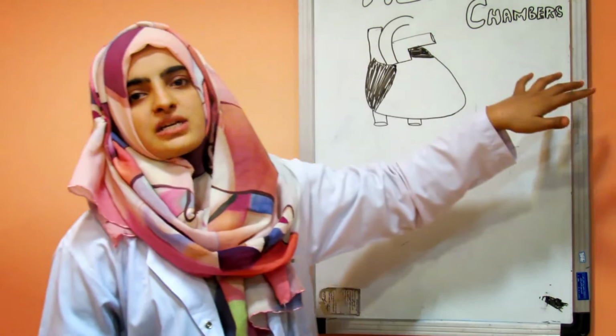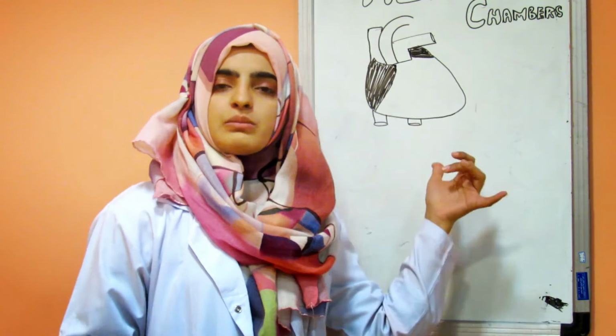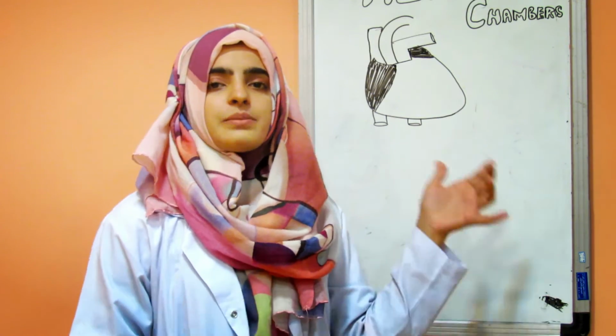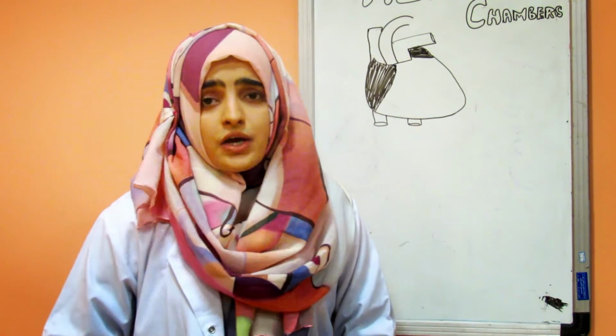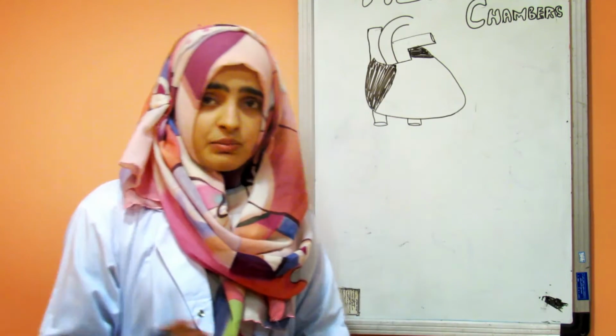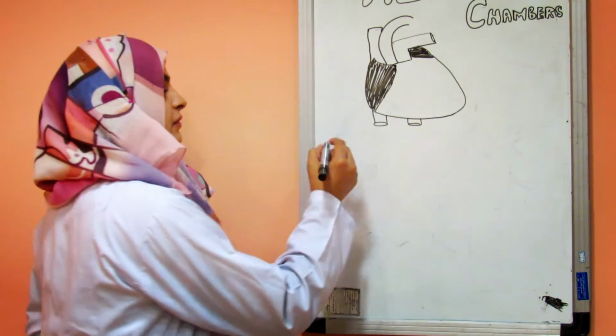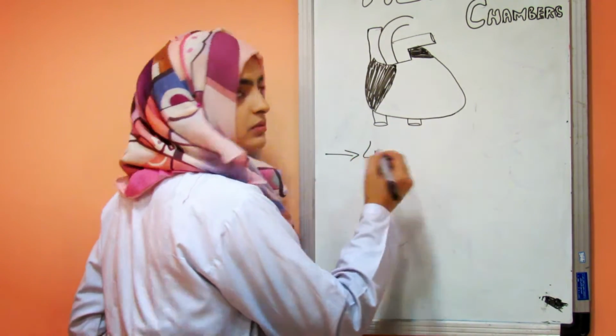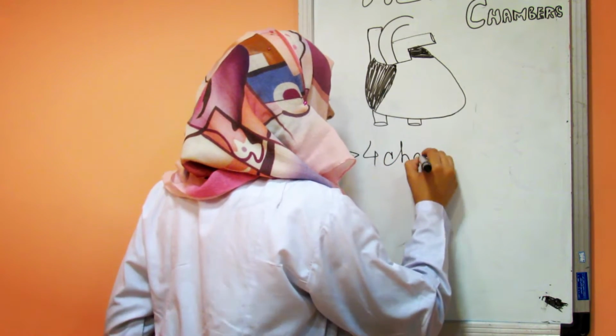Today we will discuss the topic of heart chambers: how many chambers a heart has, which chamber receives the deoxygenated blood, and which chamber receives the oxygenated blood. First of all, keep in mind how many chambers a heart has. A heart always has 4 chambers.